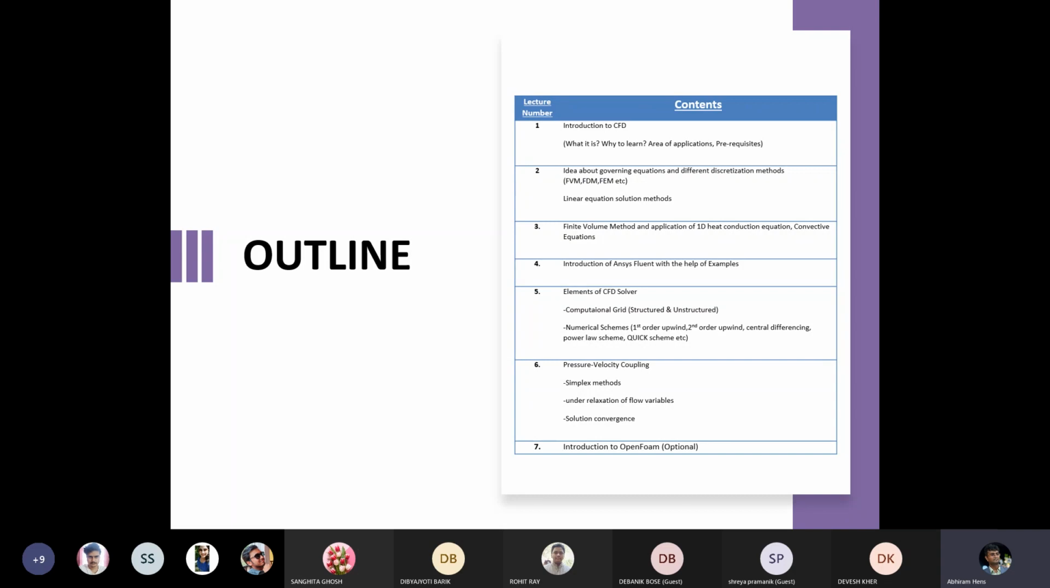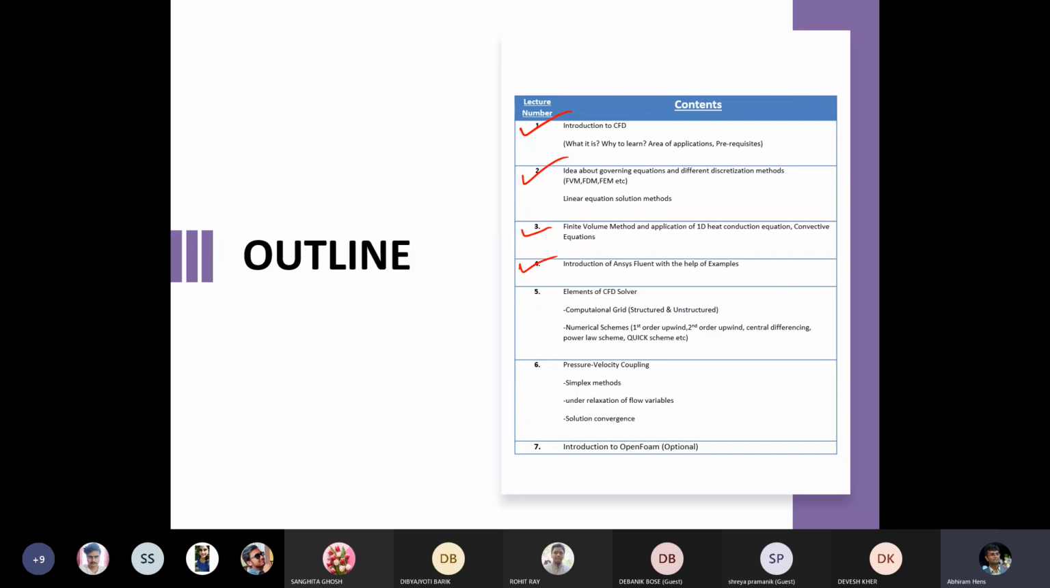Yes. Okay, good. So you see, I am going back to the contents. We started with the lecture of introduction to CFD in the first one. Then in the second lecture we covered the idea about governing equations and different discretization methods like finite volume method, finite difference method, etc. How to solve linear equations. Those things we have discussed a little bit. Then the finite volume method for the one-dimensional heat conduction and convection equation. This we tried to solve. One class we spent to introduce ANSYS Fluent with the help of some examples and case studies, and I asked you to practice some of them.